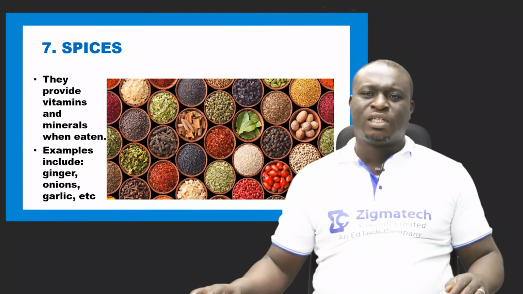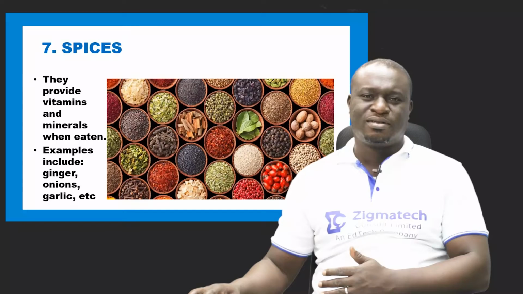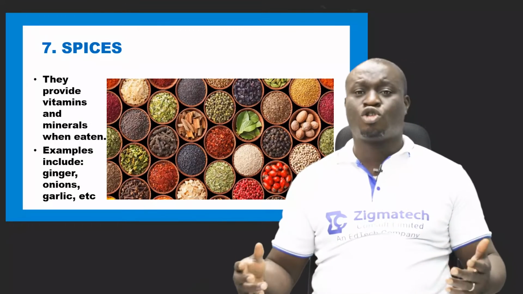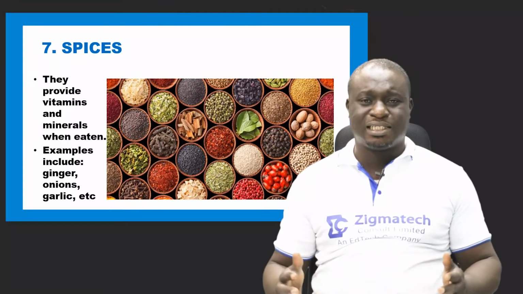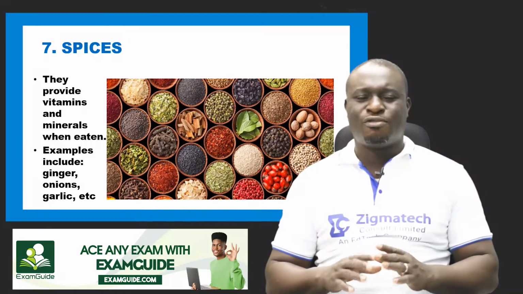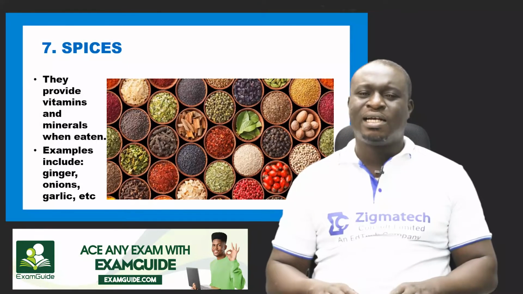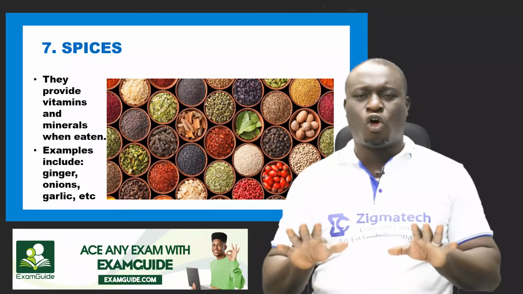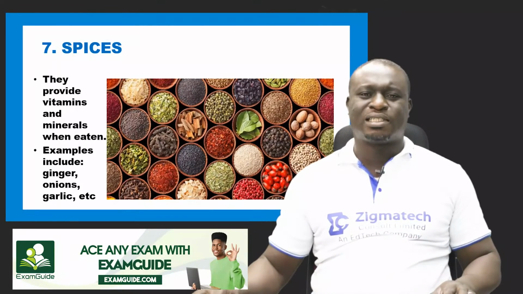Number 7 is the spices plant. The spices plants also provide vitamins and minerals when eaten. Examples of spices plants include ginger, onions, garlic, and so on, the turmeric. They fall under this spices plant.